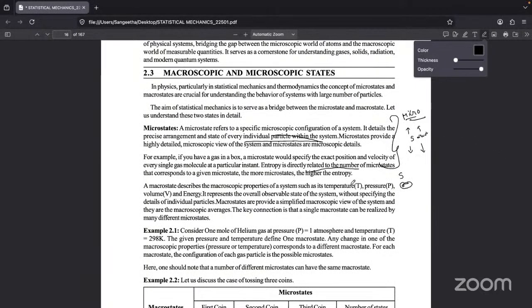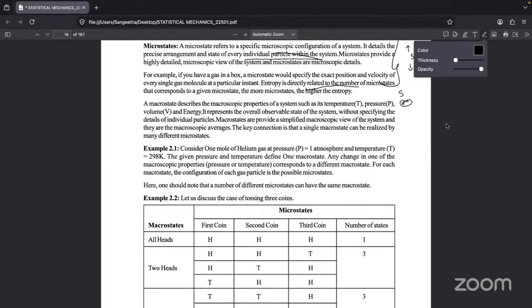Next we will come to macrostates. Macrostates is the summation of micro. The combination of different microstates is called a macrostate. Here we are seeing the whole system with the average of different microstates. We are studying the average of different microstates.